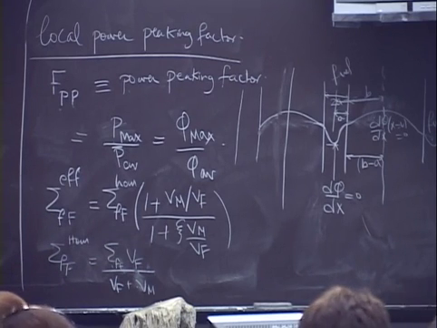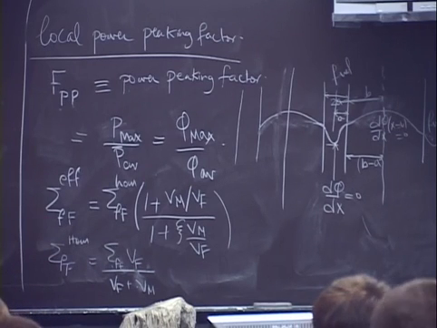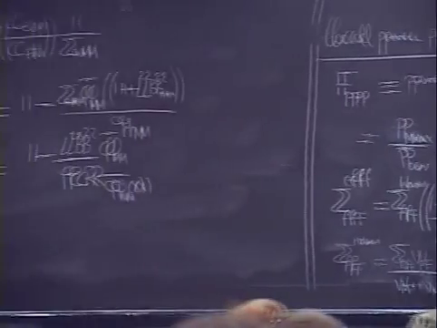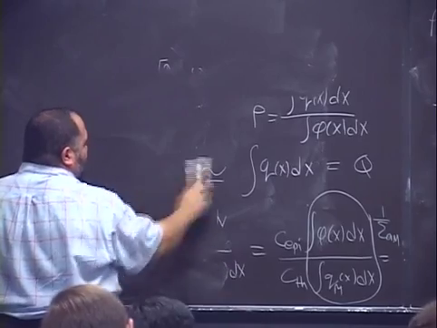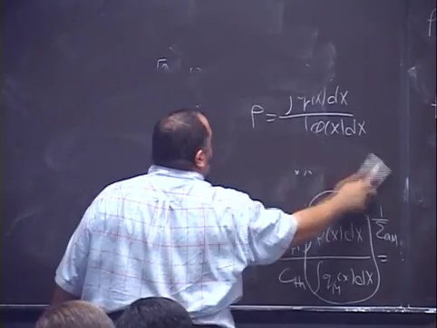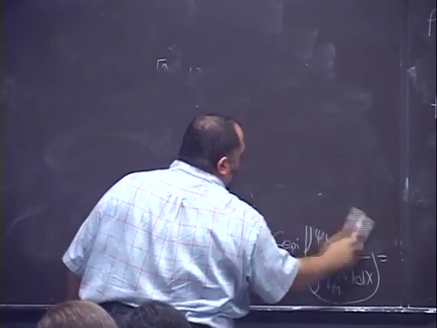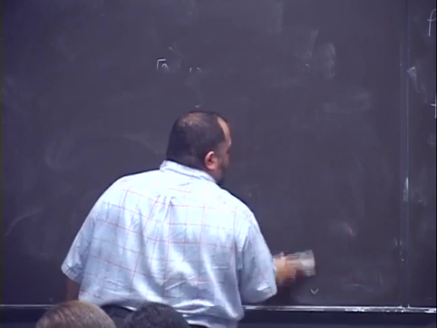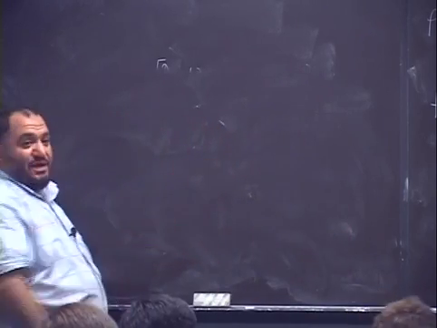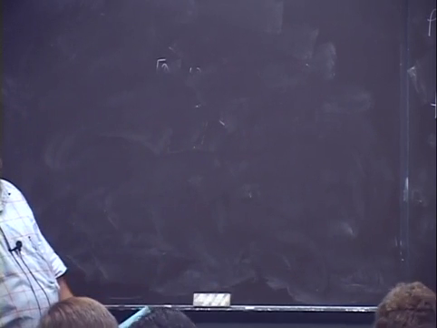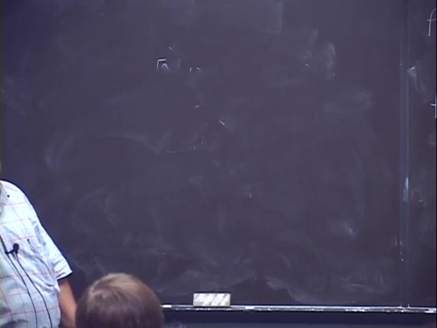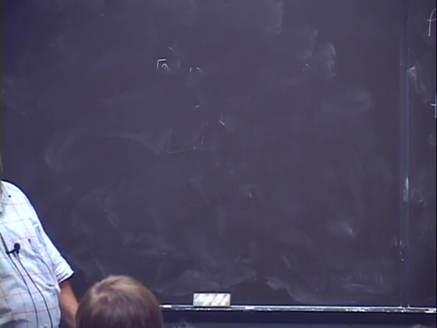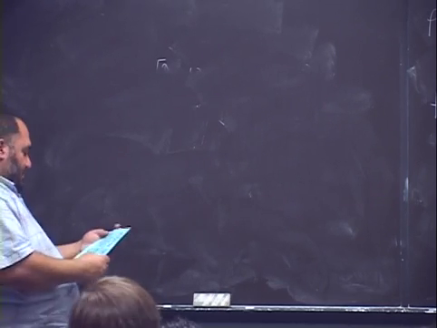So how to calculate this power peaking factor? In order to calculate the power peaking factor, we have to calculate the maximum flux over what? Over the average flux. So we have to solve the diffusion equation in those two regions, again, to obtain the flux in the fuel and the flux in the moderator, and then average over the flux in the fuel and get the maximum flux and so on. So it will be the same hassle.